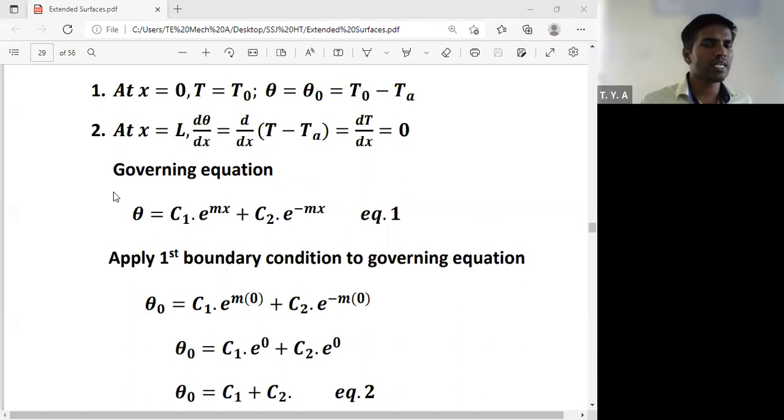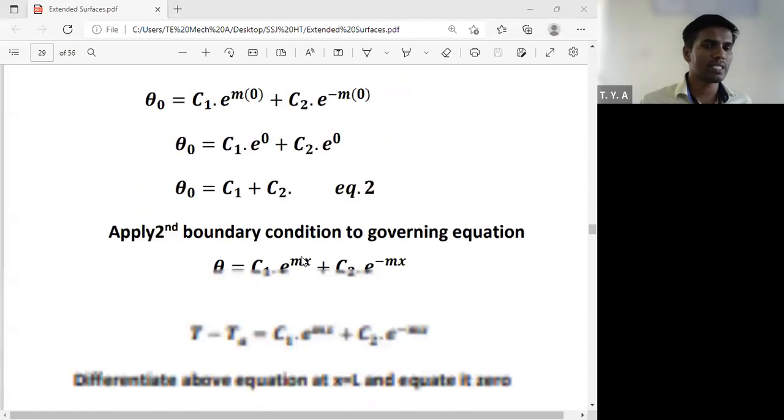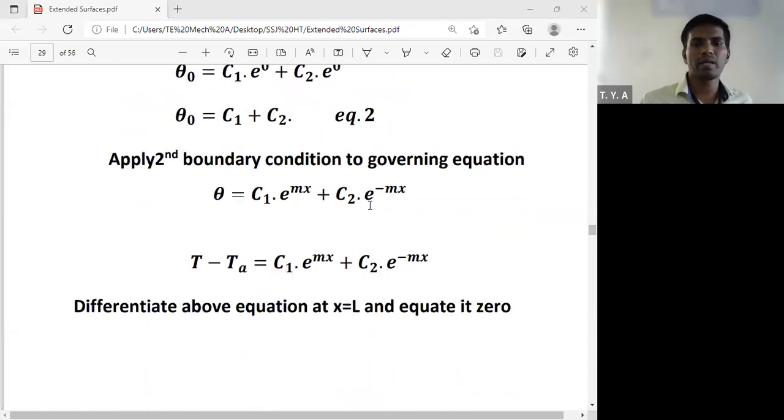In this equation, dT by dx is involved. What is the value of theta? Theta means T minus Ta. So we have to calculate the value of dT by dx and then apply the second boundary condition.